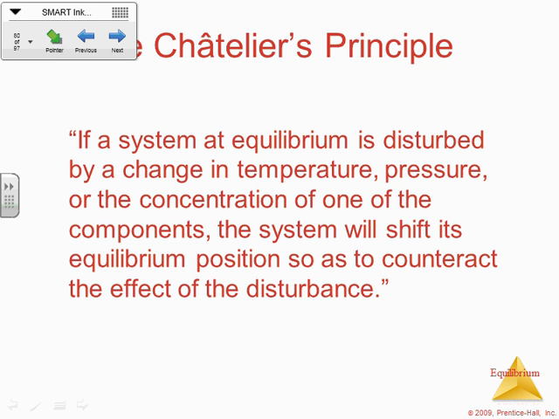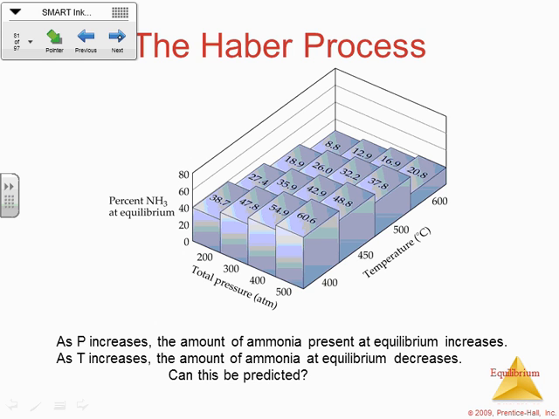All right. So if the system's at equilibrium and you change temperature, pressure, or concentration of one of the components, the system will shift its equilibrium position to sort of counteract that effect. Okay, so we're going to talk about how that occurs.